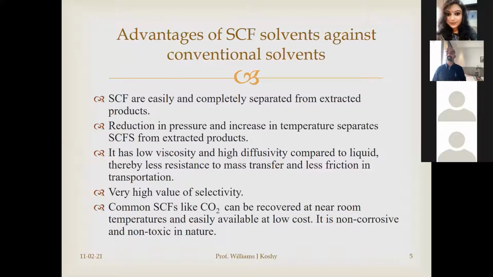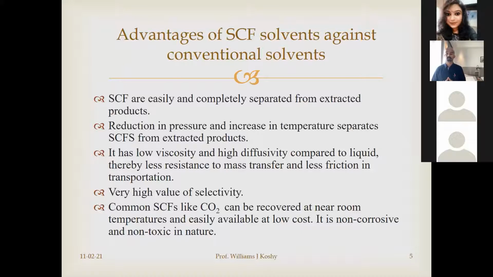If I talk about CO2 specifically, it is non-corrosive as well as non-toxic in nature. Whereas conventional solvents like hexane are highly flammable and highly toxic. So a lot of care, a lot of precautions have to be taken to avoid any hazards that can happen when you are using normal conventional solvents in any plant. Whereas CO2 is easily available, a lot is available in the atmosphere, you can collect that, sequestration can be done and you can use that. It's available in large quantity, and it's available at a relatively cheap cost.